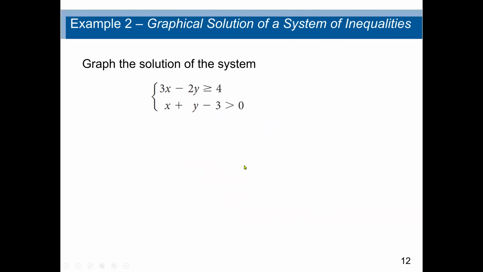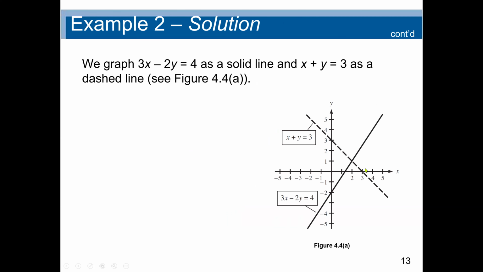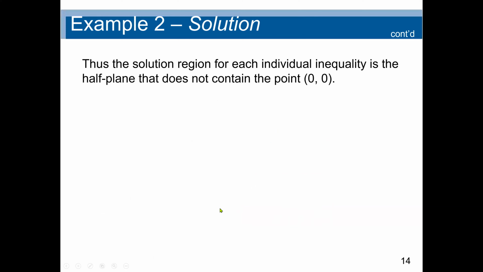So again, this is the system of linear equations. Now we're going to plot the two lines. Normally, if it's a system of equations, the intersection of the two lines will give us the solution, the x and y values. Here we use any point not on either line as a test point. We use 0, 0, but 0, 0 didn't satisfy the condition. So the solution region for each individual inequality is the half plane that does not contain the point 0, 0.